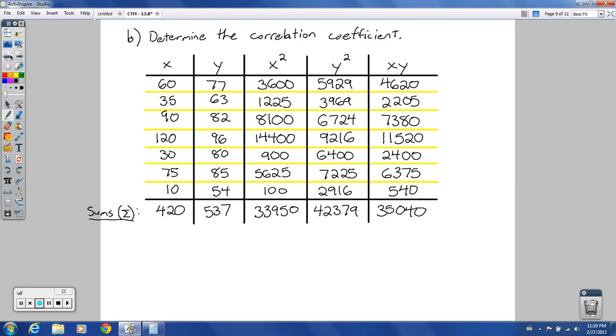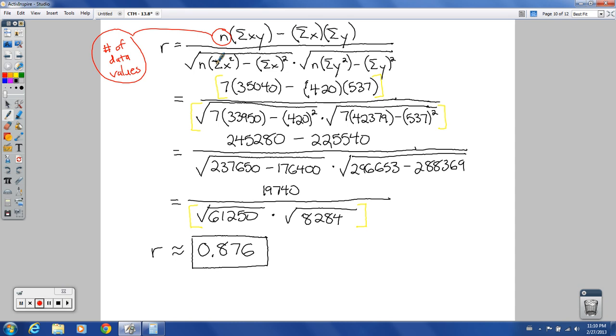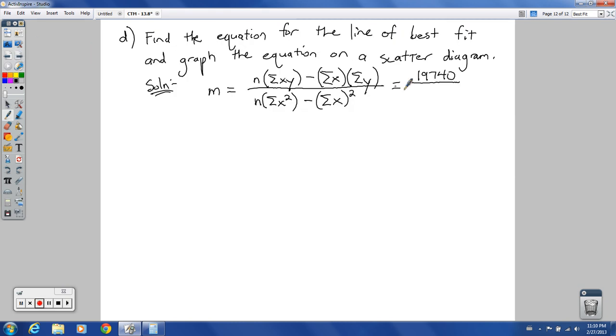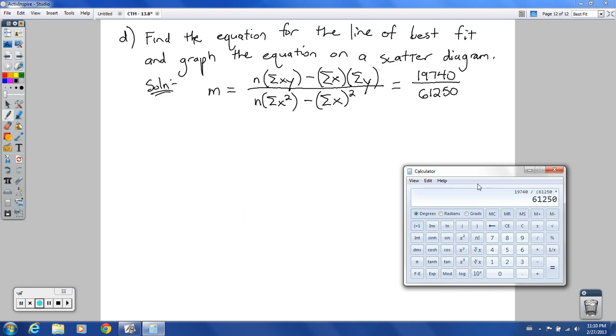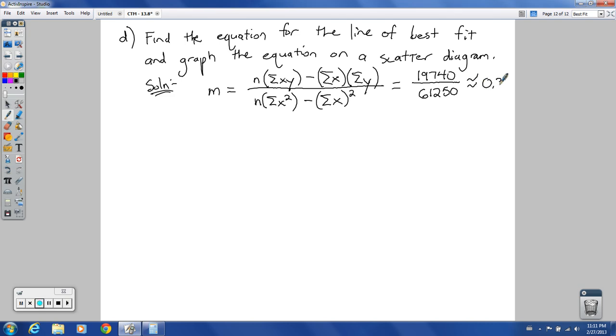So where is that value? Here it is. This n times the sum of x squared minus the sum of x squared, whatever you have under here simplified, is 61,250. And so from there, you put that into a calculator. Let's do that right now and see what we got. 19,740 divided by 61,250 gives you about 0.32 if you round that off to the nearest hundredth.